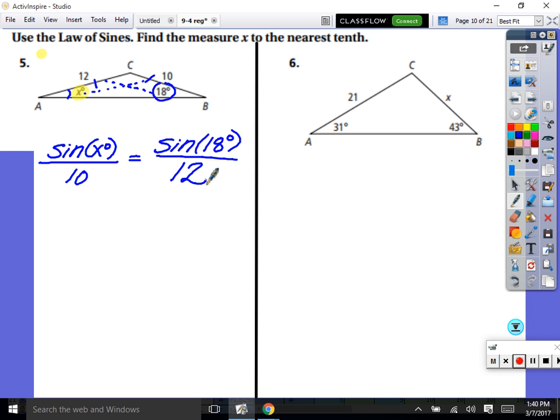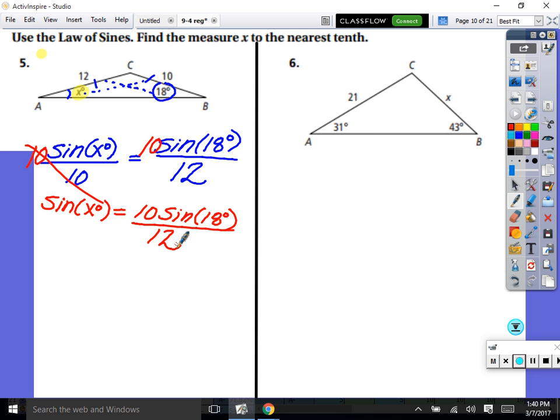And now it's just algebra to get x alone. Any questions on how I set up the problem though? That's what the law of sines says is true. Sine of an angle divided by the side across equals sine of the angle divided by the side across. Does everybody get it? So now let's use algebra to solve for x. What's my first step? Good. Multiply both sides by 10. Good that we have some people that are really good at algebra back there. So then we have sine of x degrees equals 10 sine of 18 all over 12.